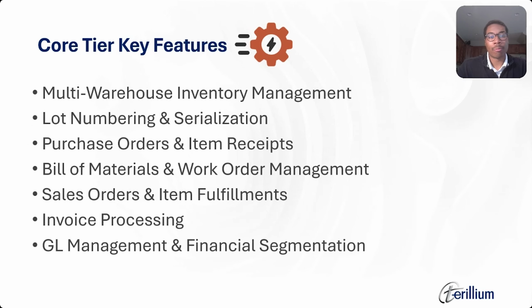With the core tier, we would implement key features such as multi-warehouse inventory management across multiple locations, lot numbering or serialization to track specific inventory. From the procurement side, we'd look at purchase orders and item receipts. Onto the manufacturing side, we look at bill of materials and work order management. And finally, on the order management side, we'd focus in on sales orders and item fulfillments. And to bring it all together, we also would implement the general ledger management and financial segmentations to accurately track our dollars.